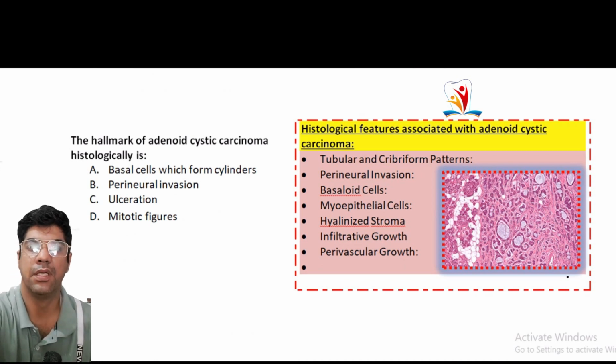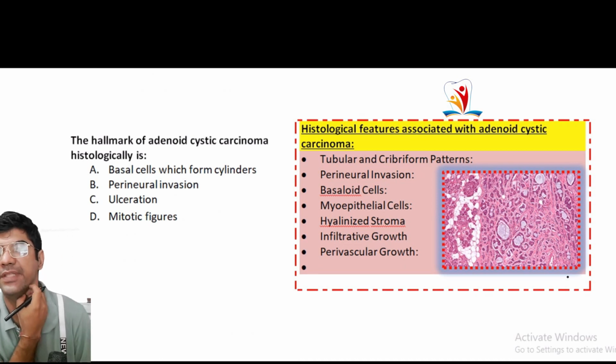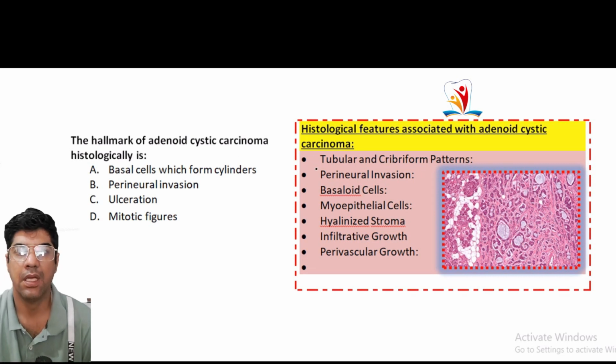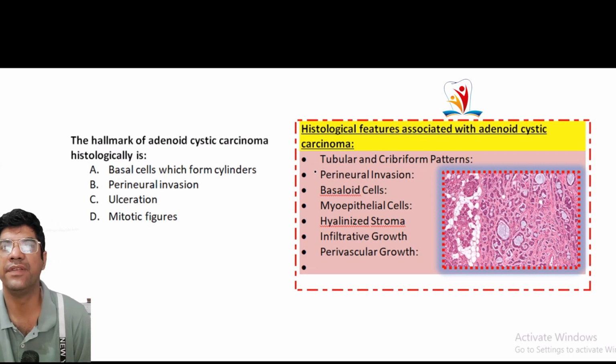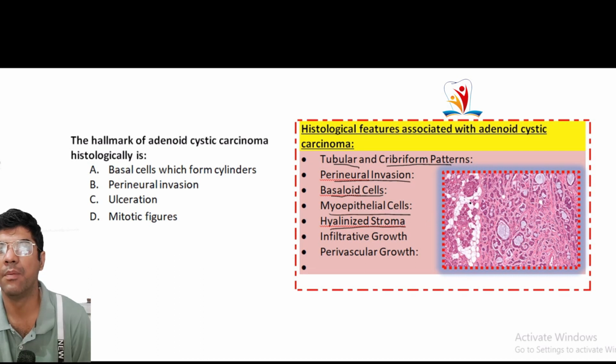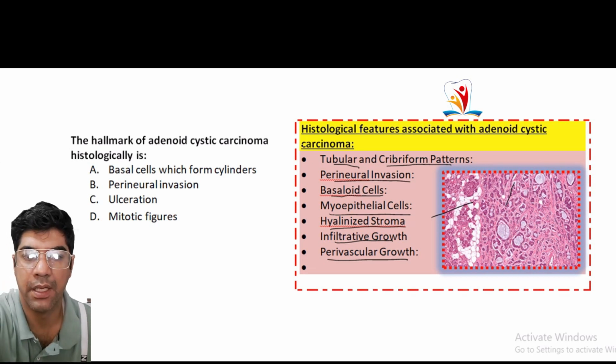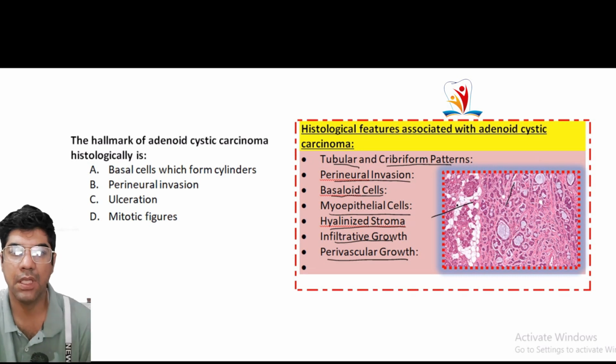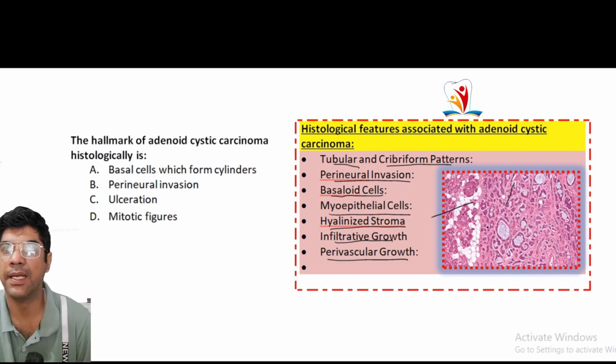The next question is, the hallmark of adenoid cystic carcinoma histologically is. So remember the histological features of adenoid cystic carcinoma. There is tubular and cribriform pattern, perineural invasion, basaloid cells, myoepithelial cells, hyalinized stroma, infiltrative growth, and perivascular growth. So you can see here is the tubular and cribriform pattern.